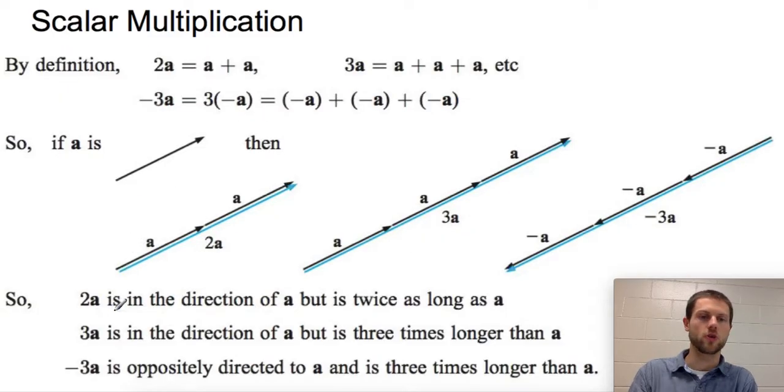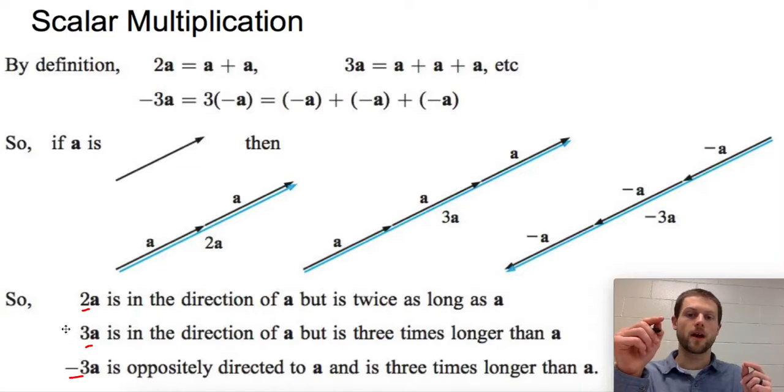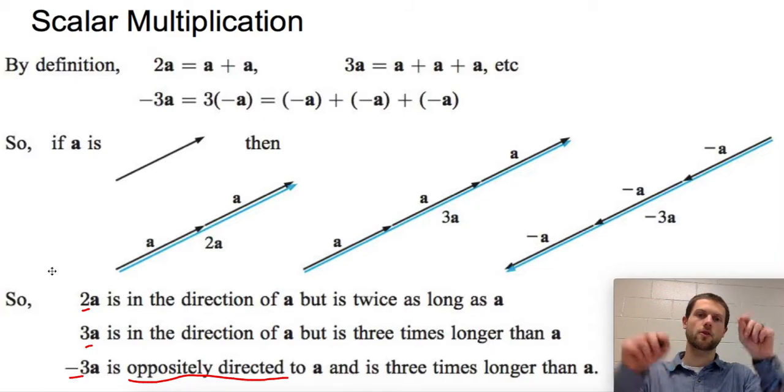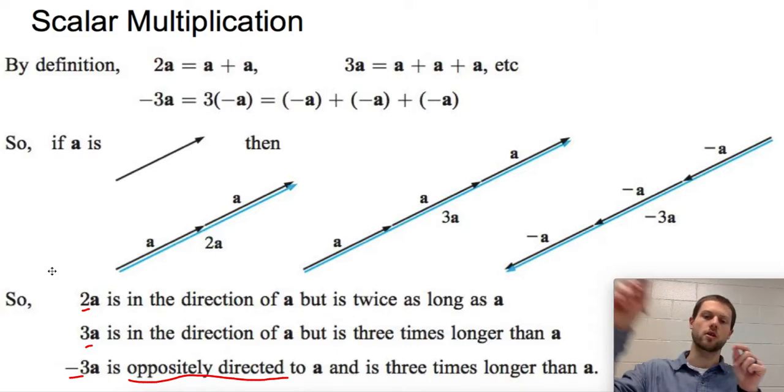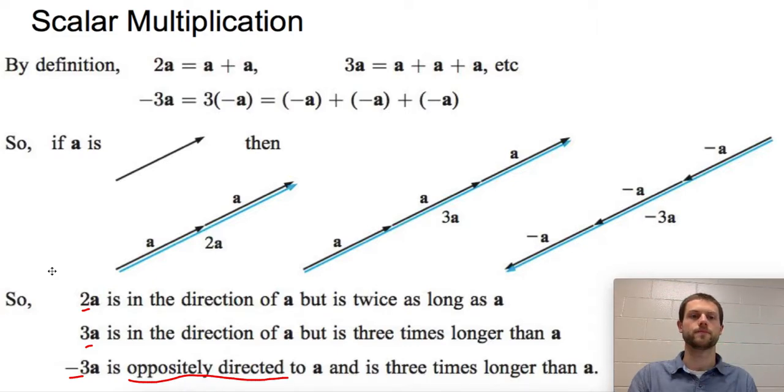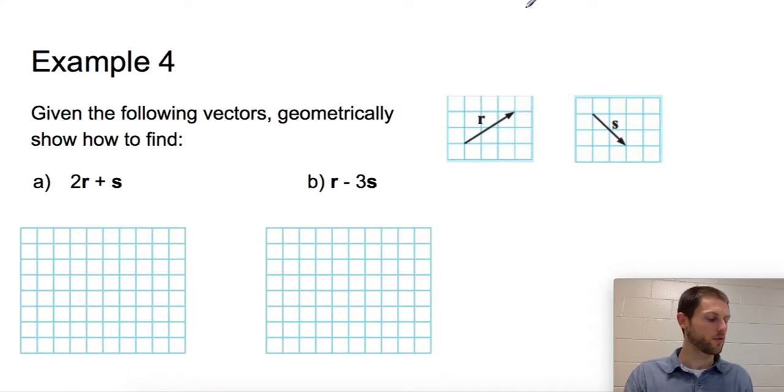So in general, 2A is in the same direction as A, but it's twice as long as A. So again, we still have to think about sizes and directions with these vectors. Really, all that scalar multiplication does is it only changes the length and usually not the direction, unless it is oppositely directed because of a negative coefficient. So scalar multiplication is not really ever going to rotate vectors in any way. It's just going to lengthen them or change the direction of them. So let's see an example of what this looks like.